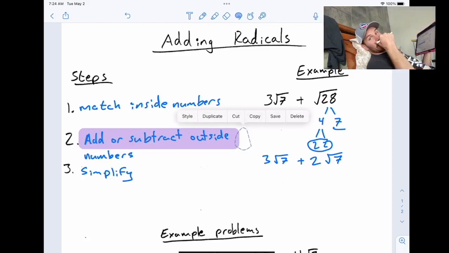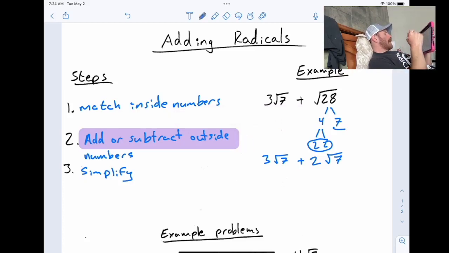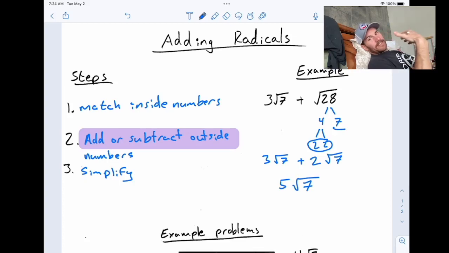Make sure you're writing these steps down. Okay, you want these notes to be completed. All right. So we add or subtract the outside numbers. Now this sign is an addition sign, so we'll add them, and 3 plus 2 is 5. Okay, because we're adding, right? And then the number inside the square root sign just stays the same. Okay, so root 7 is still going to be root 7. We don't have to add that. So our answer here is 5 root 7.